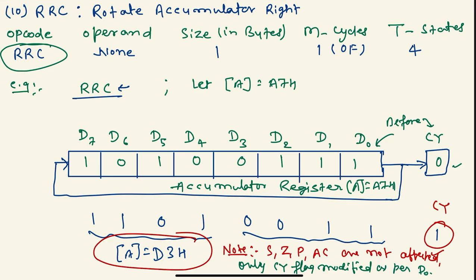The second part is that, as per the operation of RRC, the entire accumulator content is going to be shifted right by 1 time. However many times we write RRC, that many times the accumulator register content is going to shift right side. At the same time, for each circular shift or rotate, the carry flag is also going to be modified. So the D0 bit, the carry bit, as well as the D7 bit are going to be modified, and in this fashion it will give the output for the accumulator content.